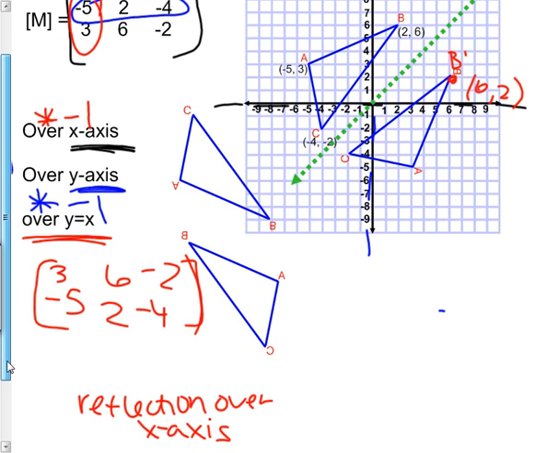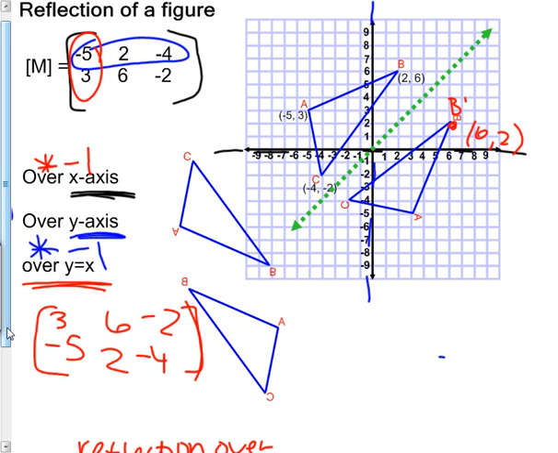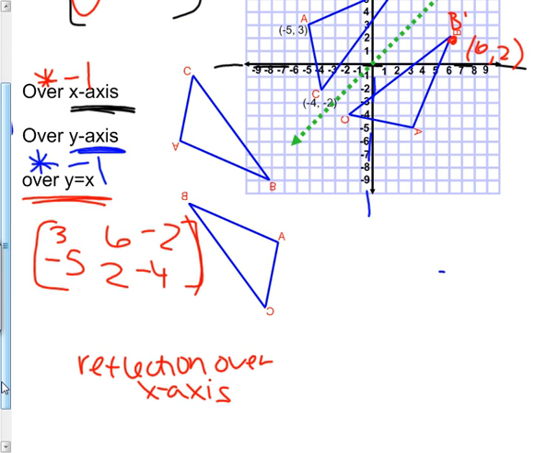So if we're reflecting over the x, then we multiplied each of our y points by negative 1. You might want to write that down, because you might forget it. And if we're reflecting over the y-axis, we multiply each of our x points by negative 1. And then over y equals x, we flip our x's and y's. This will be on your homework, so it's worth writing down and understanding.